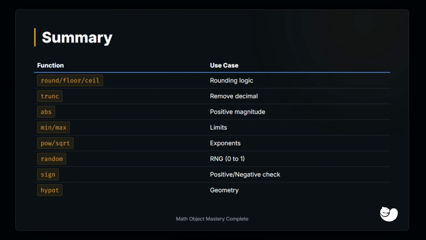This static library is a fundamental pillar of the language. Whether you are building games, data dashboards, or financial tools, these 12 methods will be constants in your daily development work, empowering you to solve complex numerical problems with clean, native code.